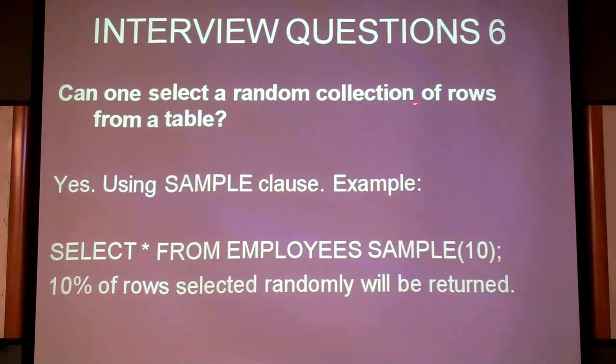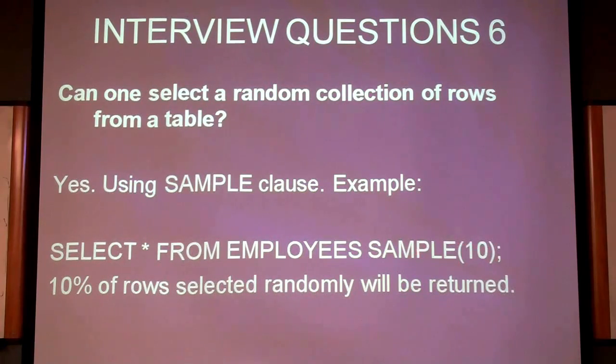How can one select a random collection of records from a table? This is actually also database specific. In Oracle, you can select one of the following. You can say select star from employees sample 10. What 10 means here is percent of records. It says 10% of randomly selected records will be retrieved. If you have a huge database and you'd like to see what data it contains, but you cannot run a simple select statement, you can say sample 1. You get 1% of records, and in that case you can inspect them visually.